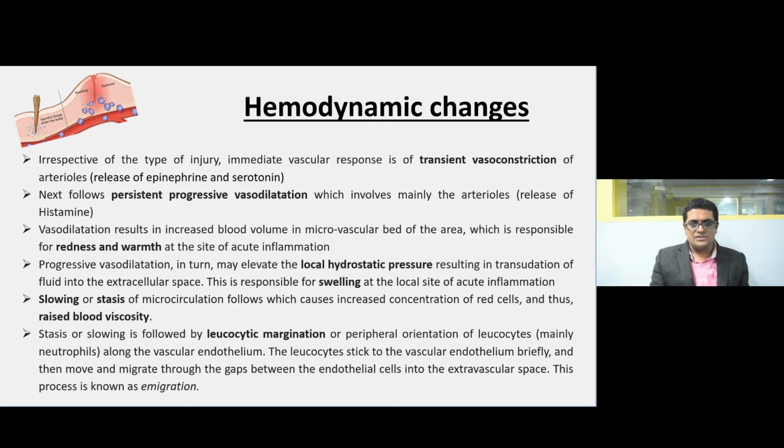Stasis or slowing is followed by leukocyte migration, or peripheral orientation of the leukocytes along the vascular endothelium. The leukocytes stick to the vascular endothelium briefly and then move and migrate through the gap between the endothelial cells into the extravascular space. This is known as emigration. So due to the vasodilation, the WBCs migrate into the extracellular fluid.